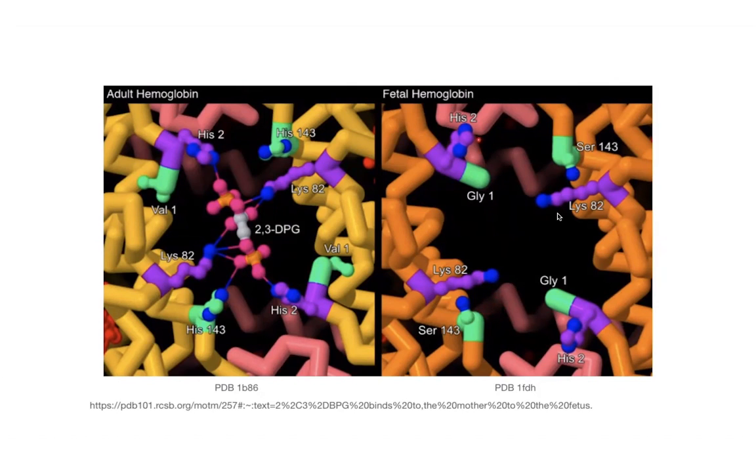Even for the amino acid residues making bonds that are still conserved between these, like this His 2 and this Lys 82, and by the way, because you're looking at multiple subunits, that's why they're labeled the same, what you can see is that you actually are going to have changes in the orientation of the side chains so that they're no longer in position to bind to that BPG.